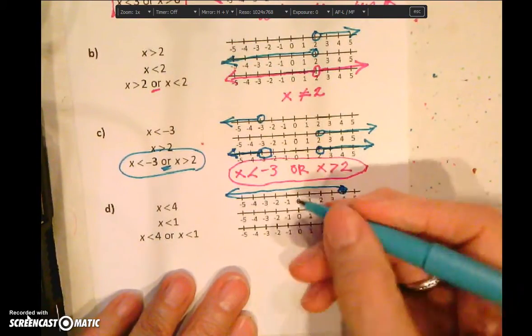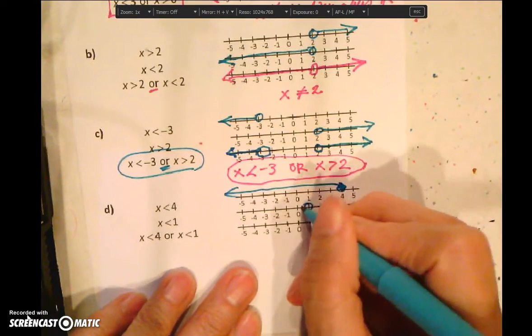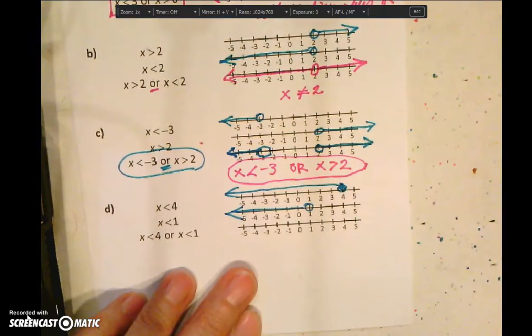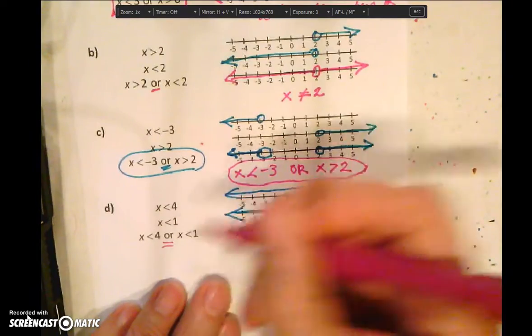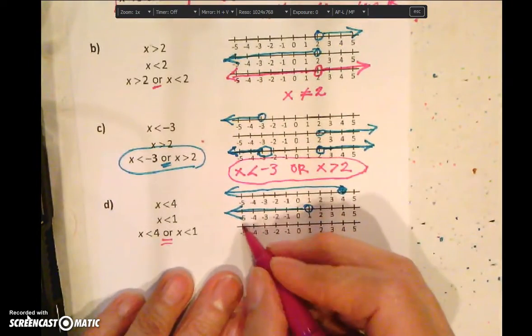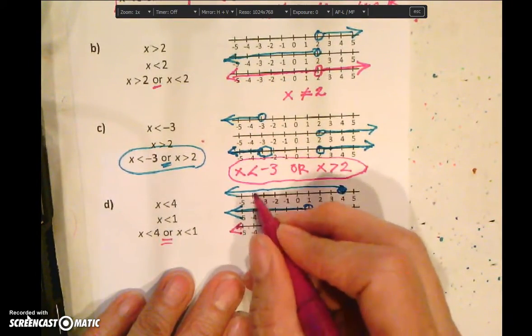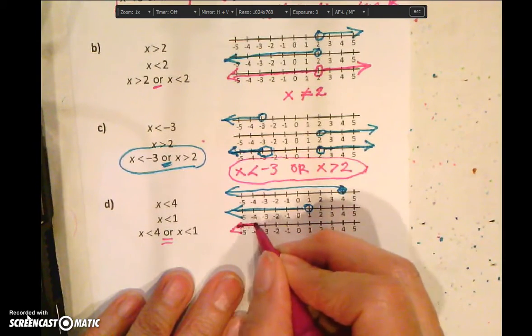That should be an open dot. I have x is less than 1 here. And it's an or. So as long as it's in one or the other, it's going to be there. So here, this is in both of them, but that's okay. It can be in both of them.